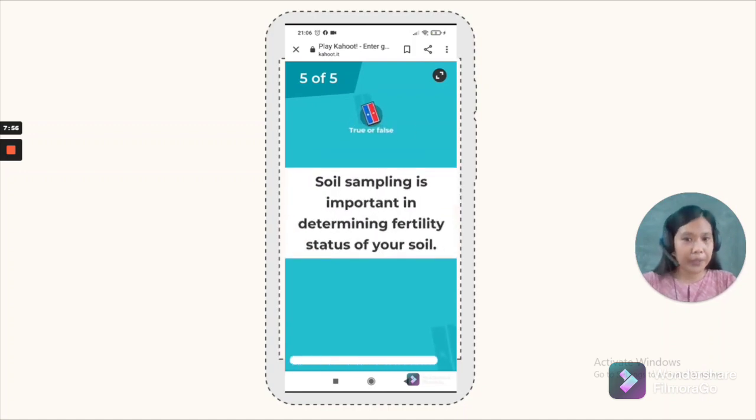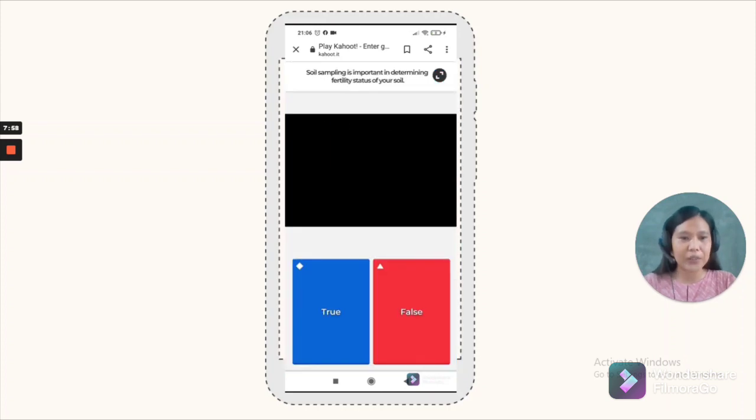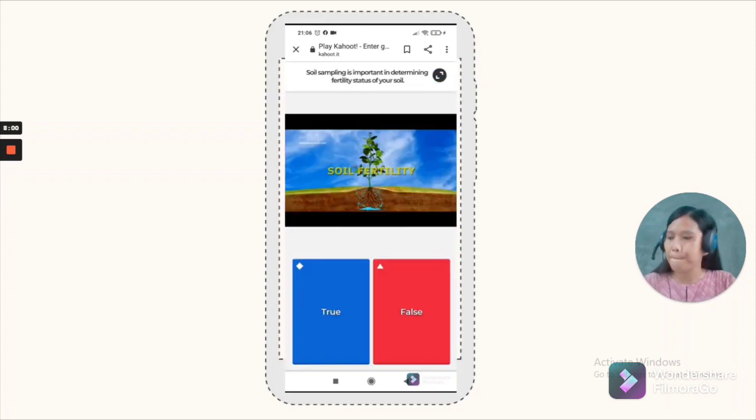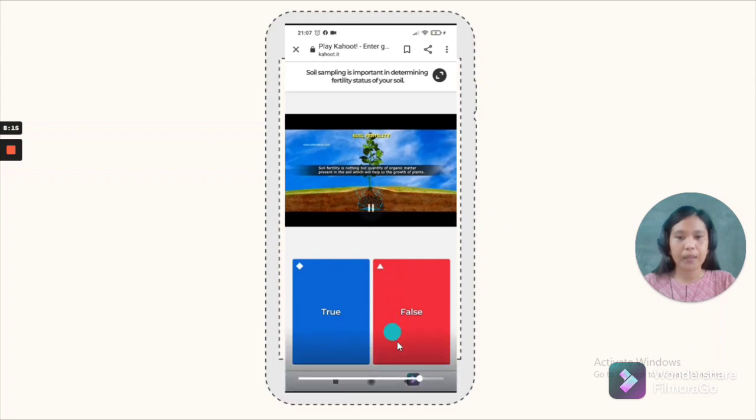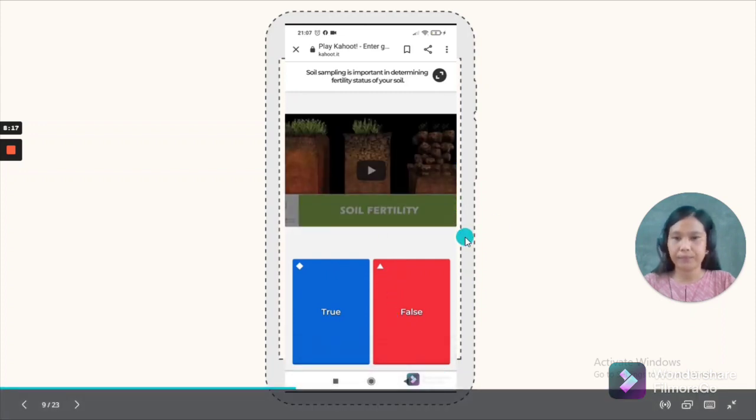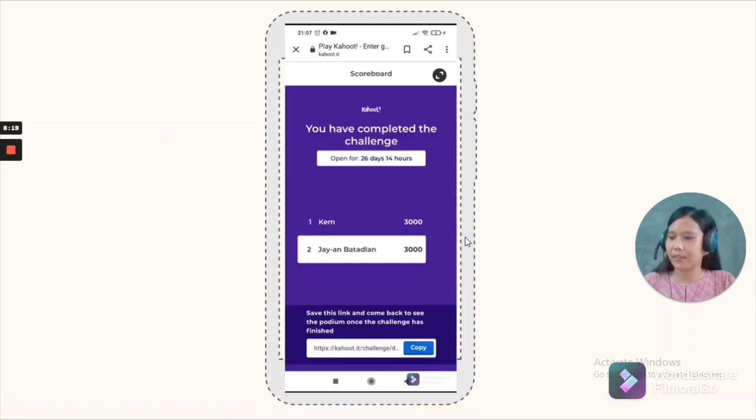Soil sampling is important in determining the fertility status of your soil. So soil fertility. Is it true or false?